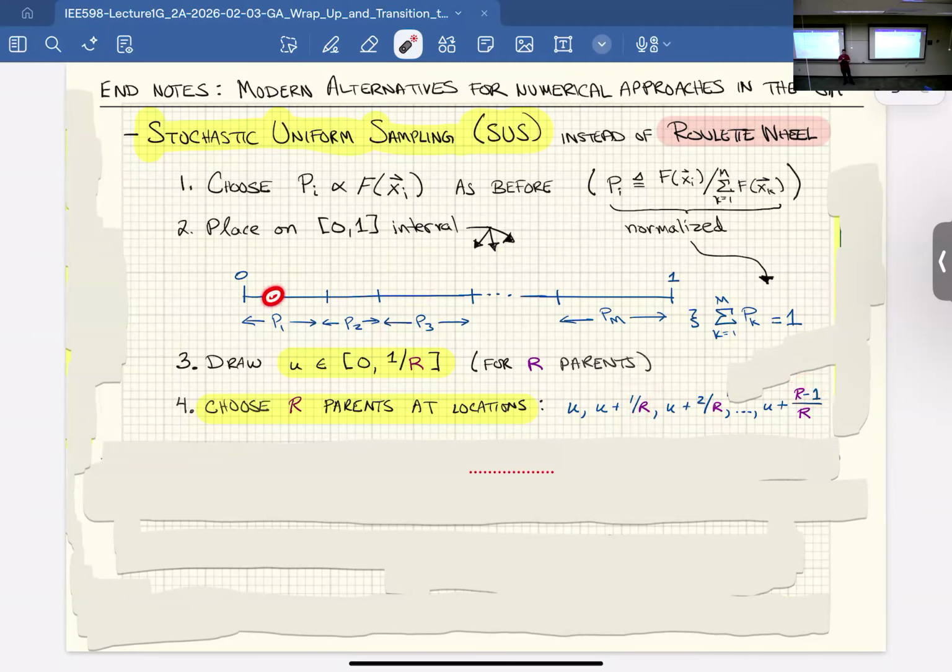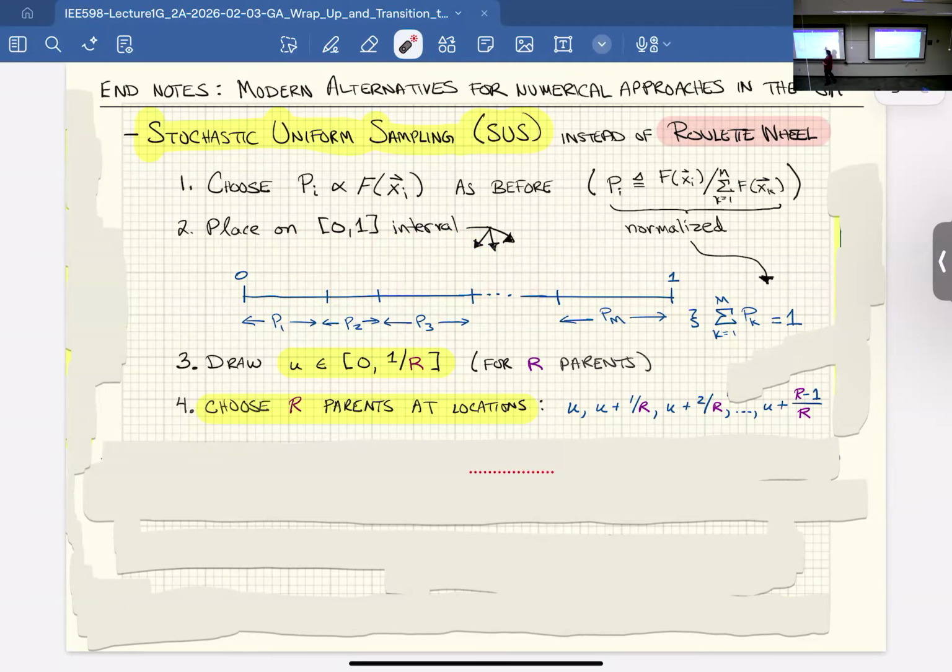So the first point will land low in the interval. The second point will be 1 over R away from it, and so on. So each one of these will be 1 over R away from each other. The first point is a random draw from 0 to 1 over R, and all of the other R minus 1 points are just 1 over R displacements from that. And that will give you R points in this interval.